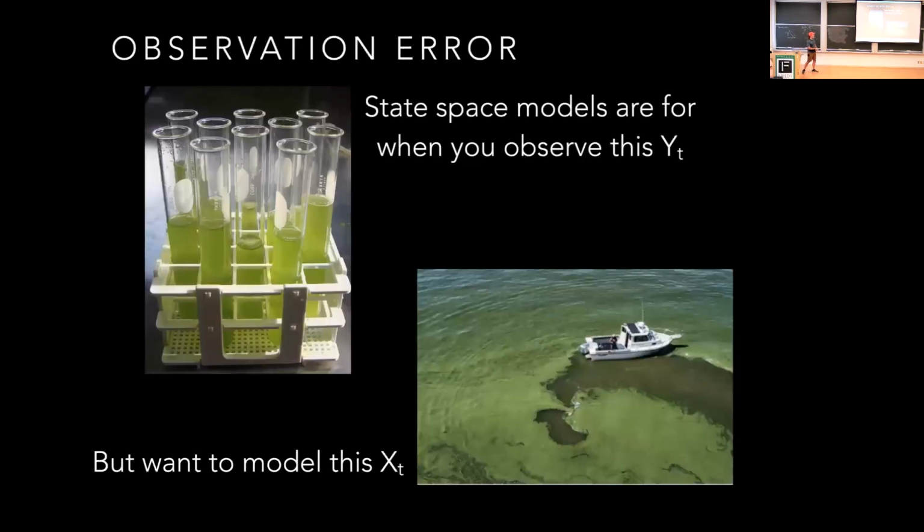So state space models are when the y you observe is different than the latent variable you're trying to make inference for. So you have water samples in test tubes in the lab that you're analyzing, but you want to observe the actual state of the system. Essentially, state space models are when you want to do time series and you have errors and variables problems.